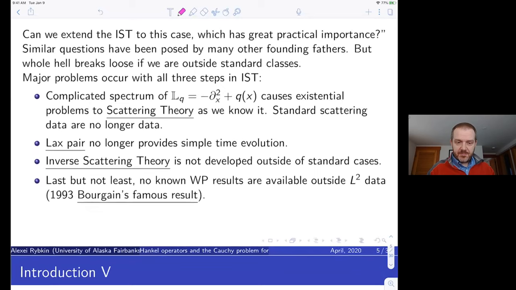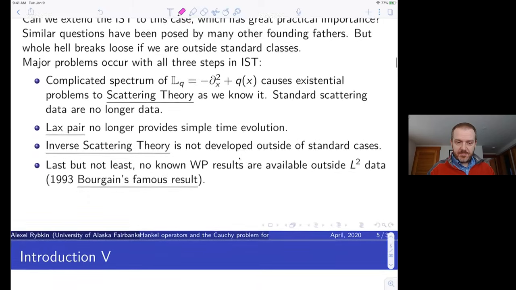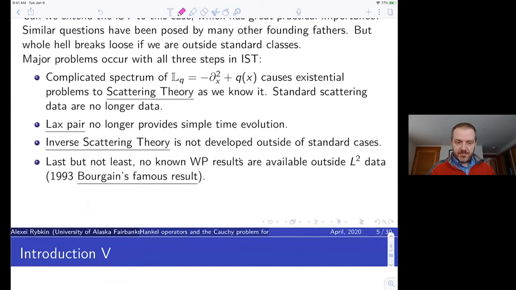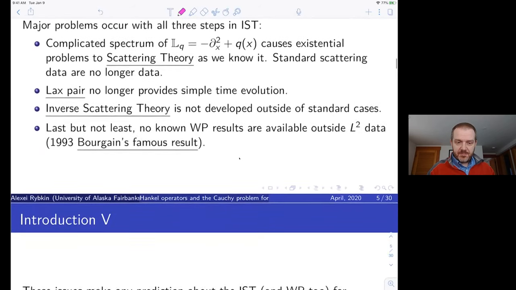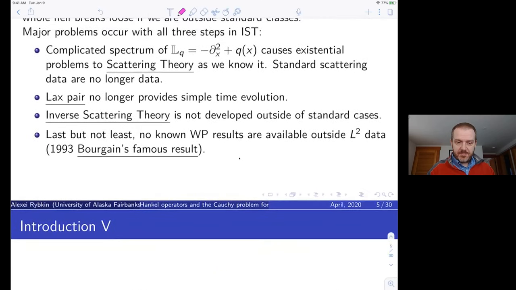And of course, inverse scattering theory is not developed outside of standard cases. And finally, not much is known about well-posedness of the KdV equation if we are not in standard cases, and perhaps until recently, it was only proven for L2 initial data, by the late Jean Bourgain.